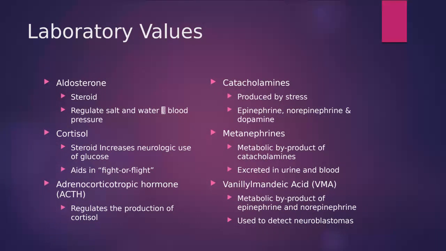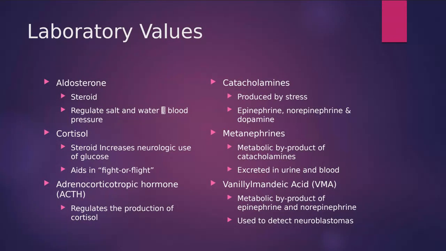So our adrenal glands are going to be producing aldosterone, cortisol, our catecholamines, as we said, and then we have some byproducts of those main hormones. So we have our metanephrines, and then we have our VMA, our vanillylmandelic acid. Don't really know where that name came from, but very, very interesting process.